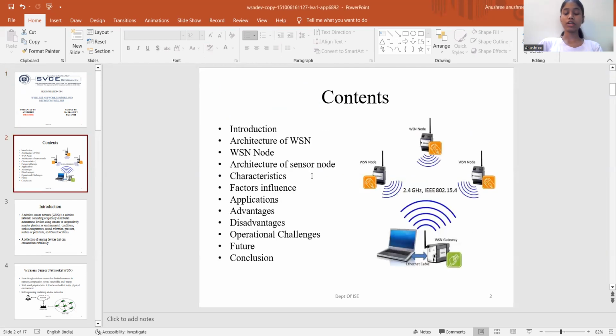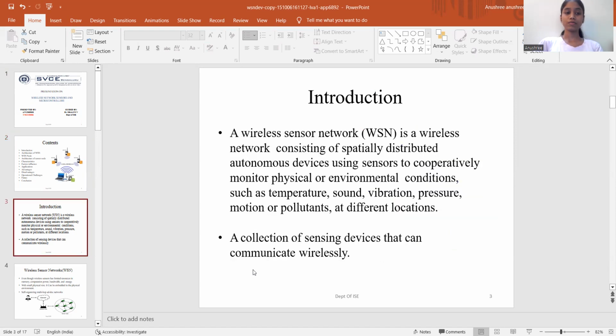Without wasting time, let's move on to today's agenda. That is the introduction, architecture of WSN nodes, architecture of a sensor node, characteristics, factors influencing design, applications, advantages, disadvantages, operational challenges, future, and lastly, the conclusion.